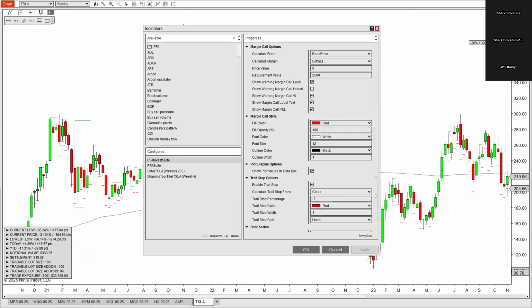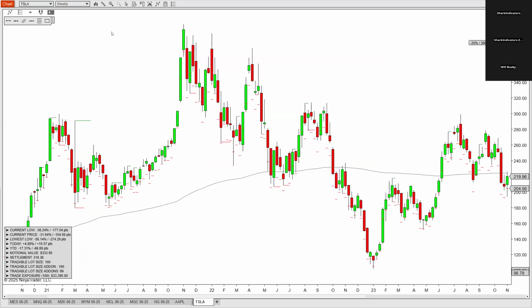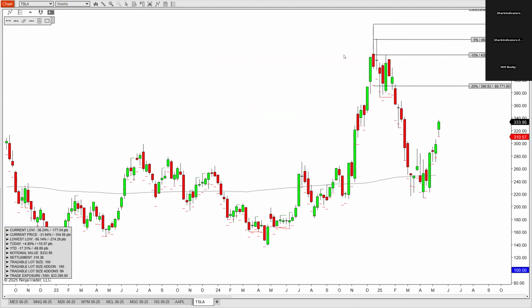Oh, excuse me, that's the margin call. But I can go up here into my corrections and I can toggle this on. Now I want to see all those historical calculations as well, which, as I said, will then populate them historically. You can see it in the data box and you can get all of the information that you need. So yeah, I love that question.